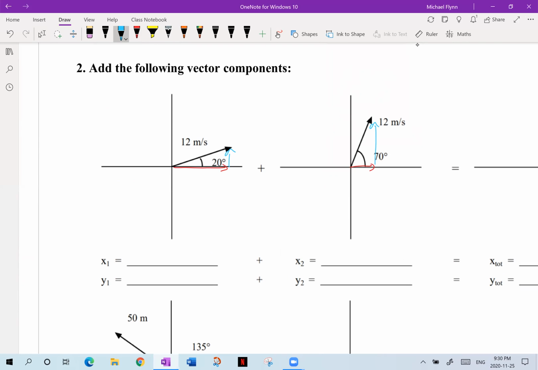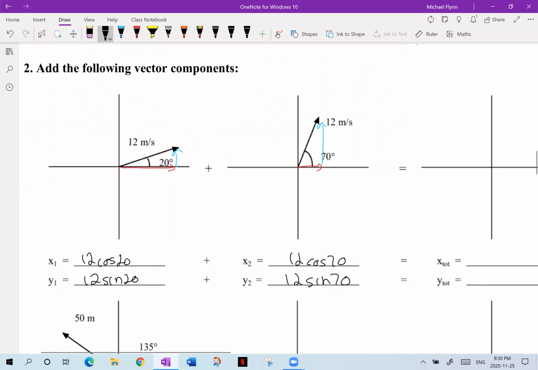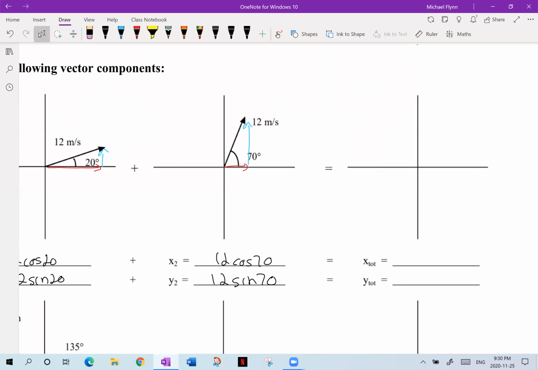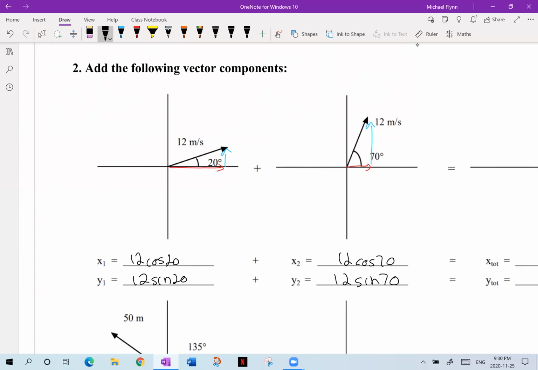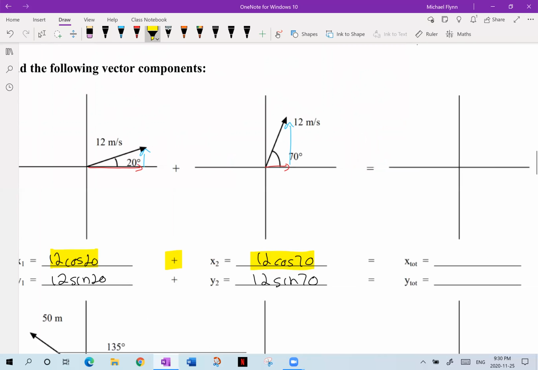So now watch this magic, okay? When I do the x component here, I'm going to get 12 times the cos of 20. And x2 over here is going to be 12 times the cos of 70. Now the y component is 12 times the sine of 20 here. And here this is 12 times the sine of 70. Okay. Now here's the thing. When you're adding them up, you can get a total in the x direction. So here we just add up these two numbers, like this one plus that one equals this one.